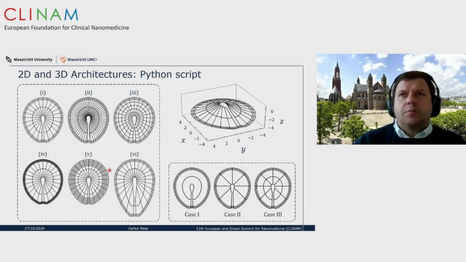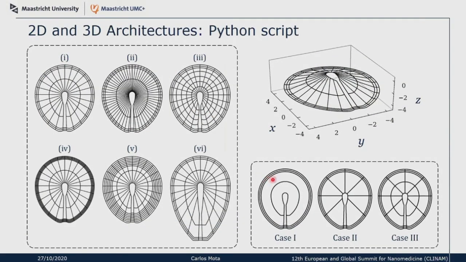So this was a Python script that we had to develop to create the 3D printed patterns of our tympanic membrane implants. As we can see, we selected 3 distinctive cases for our studies: case 1 where we have just concentric fibers, case 2 where we have radial, and case 3 where we have radial and concentric.